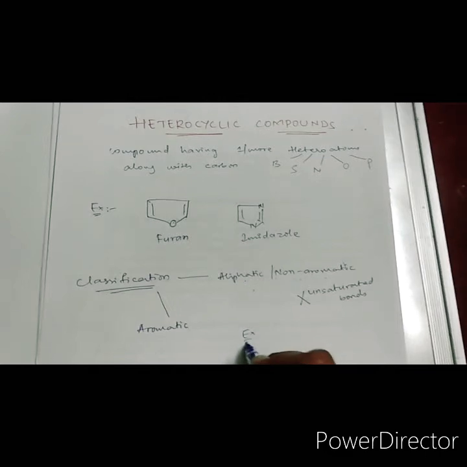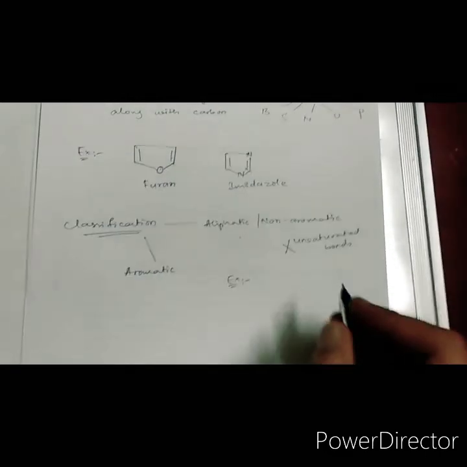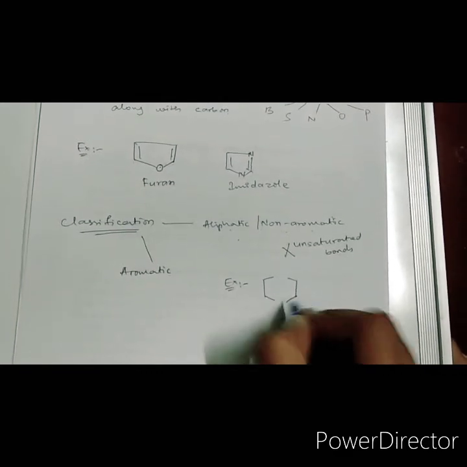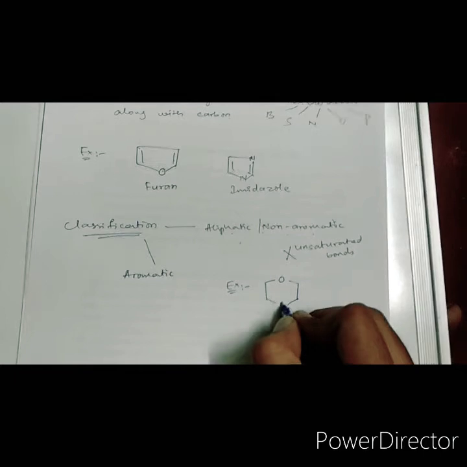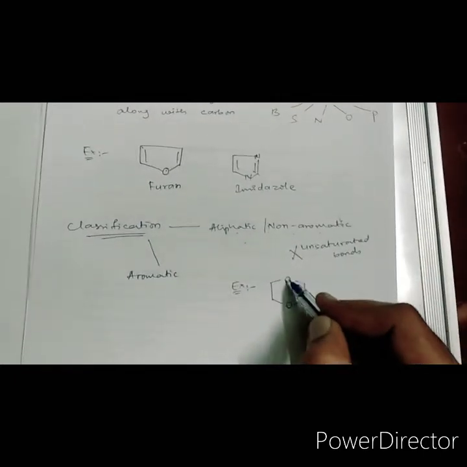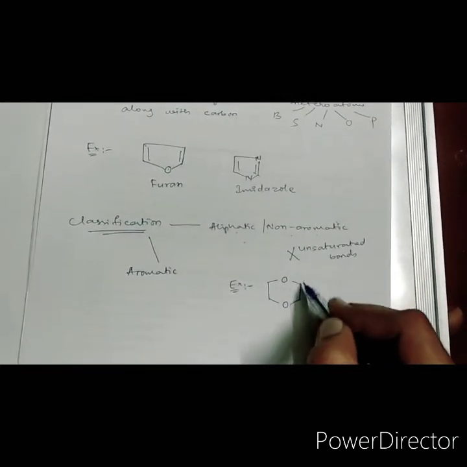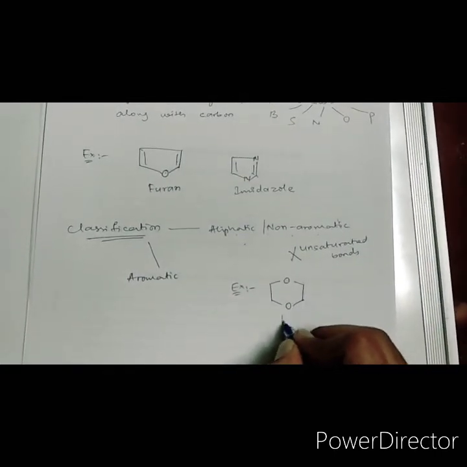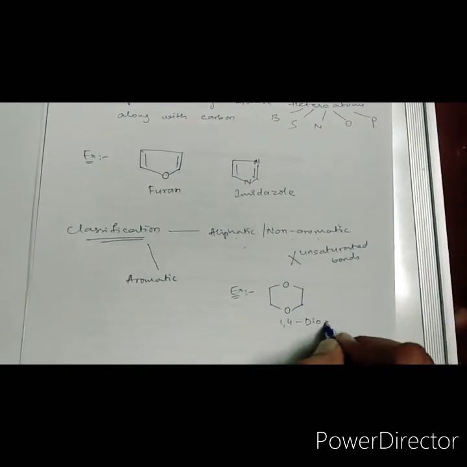Let us see an example. So as we know, it must contain only saturated bonds. So this is saturated bond, and it must contain also heteroatom. So you can see here two heteroatoms along with carbon saturated bonds. So this is known as 1,4-dioxane. So the common name of this compound is 1,4-dioxane.